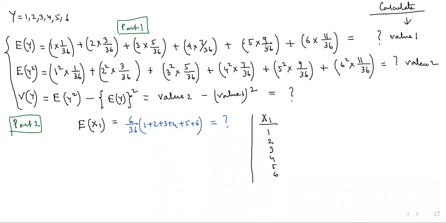Now, after this, we can calculate the expectation of the random variables x1 and y, which is the joint probability, which will give you the expectation of the joint distribution. So we need a formula for calculating this quantity. How do we calculate the expectation of the joint probability distribution?